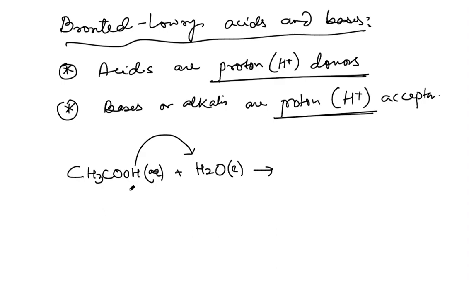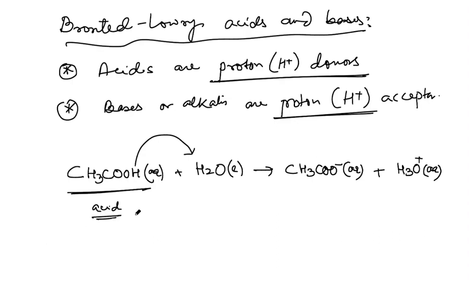So when it donates H ion, what happens to it? It changes to CH3COO minus aqueous ion. And the H ion is taken by water and hence it forms H3O plus aqueous. So in this example, this CH3COOH ethanoic acid is donating H ion to water. It is a Bronsted-Lowry acid. And water, which is accepting H ion, is called a Bronsted-Lowry base.